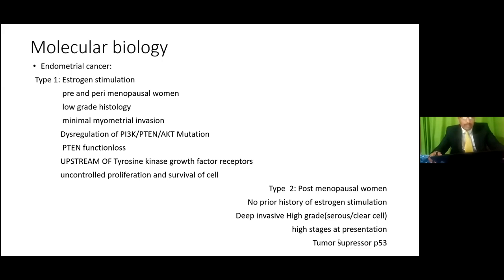In type 1, there is dysregulation of PI3K, PTEN and AKT mutations, and usually PTEN undergoes functional loss, with upregulation of tyrosine kinase growth factor receptors, which leads to uncontrolled proliferation of the cells. Type 2 usually presents at high stages, and mutation of the tumor suppressor p53 gene is held responsible in type 2 endometrial cancer.